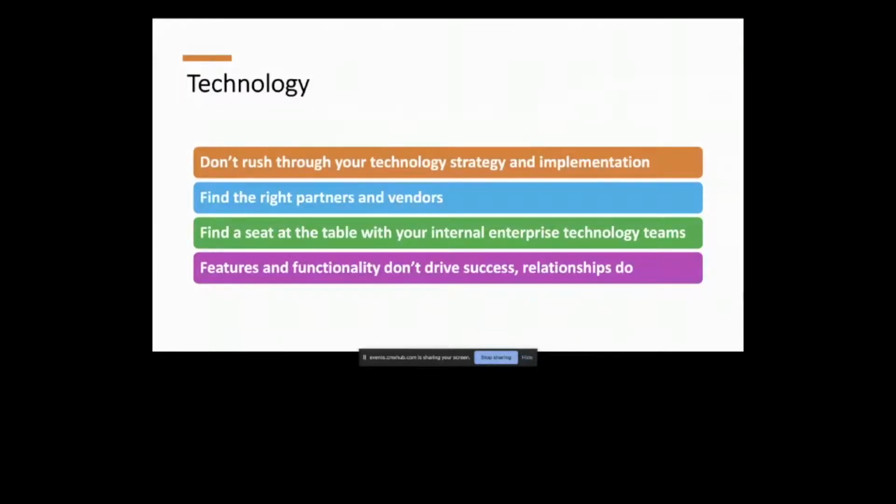And most importantly, find a seat at the table with your internal enterprise technology teams. You may start by simply finding out where they have their architecture designs. How do you fit in? What are the other teams that are creating digital experiences for your customers, and how can you partner with them so you can not only leverage some of their budget, but also have the opportunity to be aligned with them as you roll out these experiences.